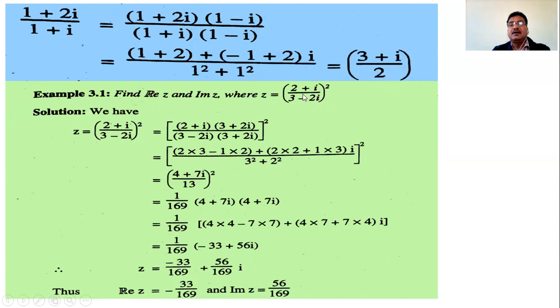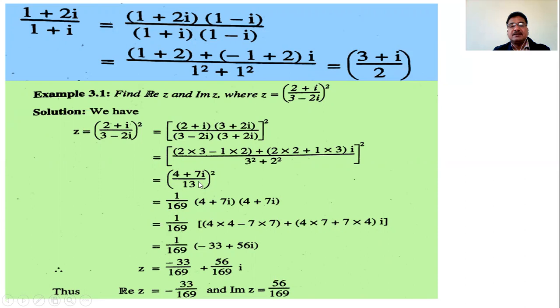First, obtain the division of this, 2 plus i divided by 3 minus 2i. That is, rationalize the denominator. Multiply by 3 plus 2i divided by 3 plus 2i. And then the multiplication of these two brackets is this. And the multiplication of these two brackets is what? x minus y into x plus y is x square minus y square. Actually, 3 square minus 2i square, but i square is minus 1, so minus minus becomes plus. And then we have this answer, 4 plus 7i divided by 13. That is, 4 by 13 plus 7 by 13 i. But it's squared, so 13 square is 169.